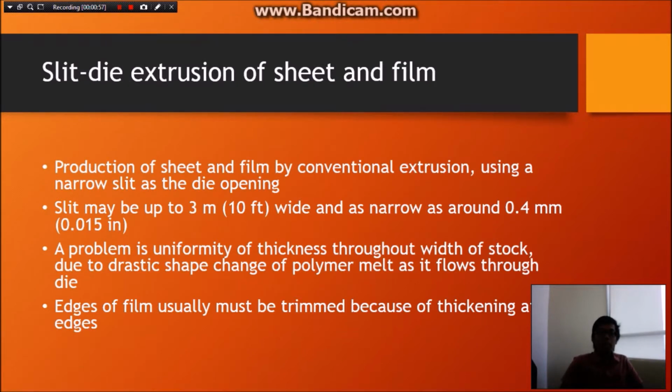Okay, for slit die extrusion of sheet and film. Production of sheet and film by conventional extrusion using a narrow slit as the die opening. A slit may be up to 3 meters wide and as narrow as 0.4 millimeter. A problem is uniformity of thickness throughout the width of the stock due to drastic shape change of the polymer melt as it flows through the die. The edge of the film usually must be trimmed because of thickening at the edge.